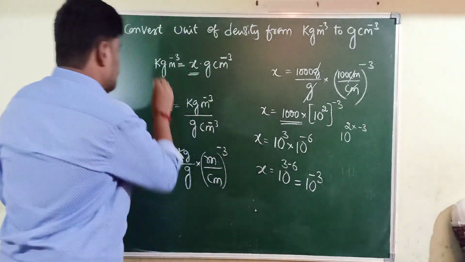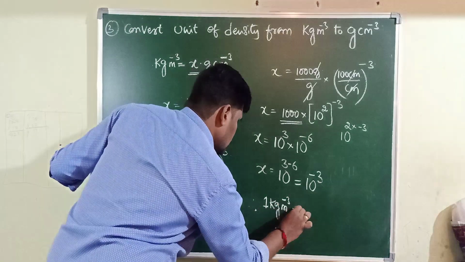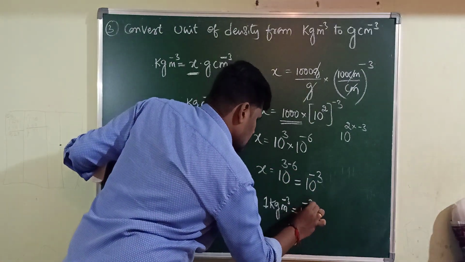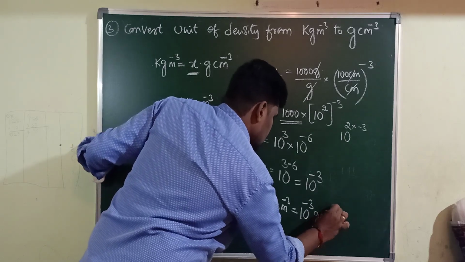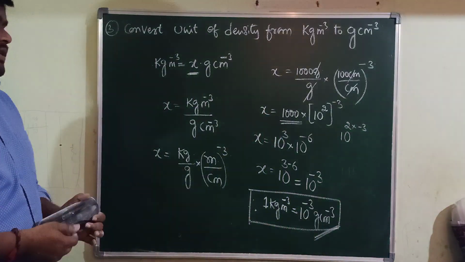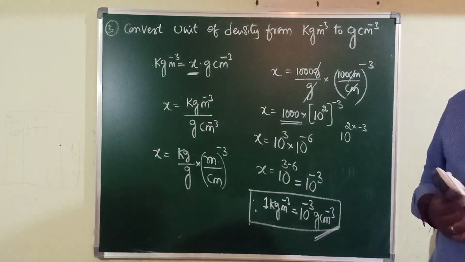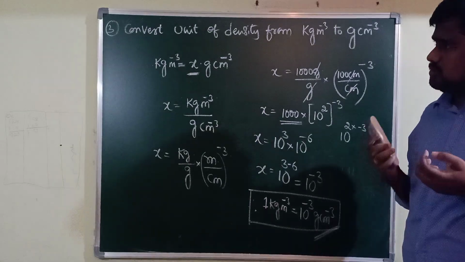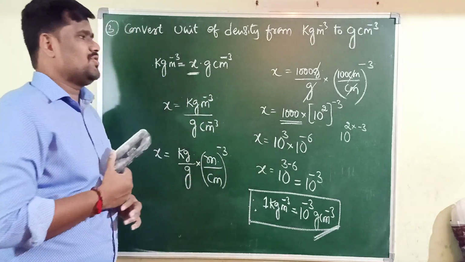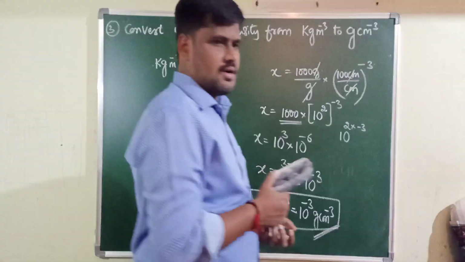Therefore, what can I write now? Therefore, 1 kg per meter cube is equal to, we have taken here as x, then what is the value of x here? 10 power minus 3 gram per centimeter cube. So this is the conversion. Got my point? 1 kg per meter cube is equal to 10 power minus 3 gram per centimeter cube. So this is how we are converting the unit of physical quantity from one system to another. Okay?